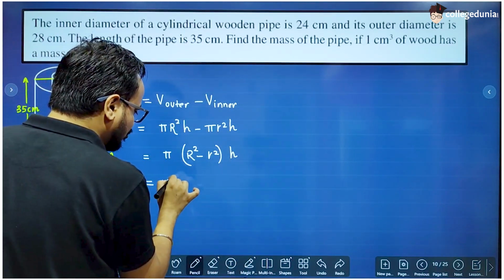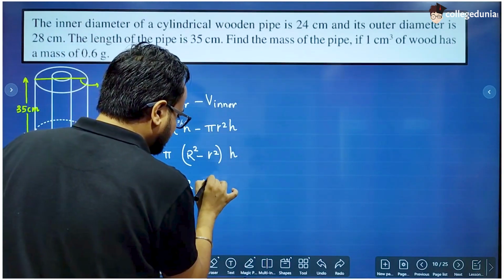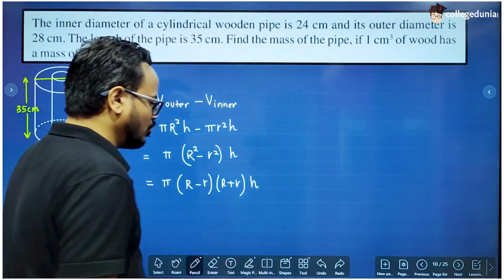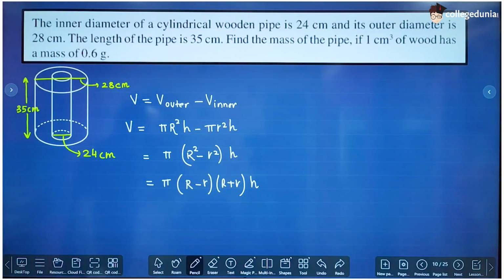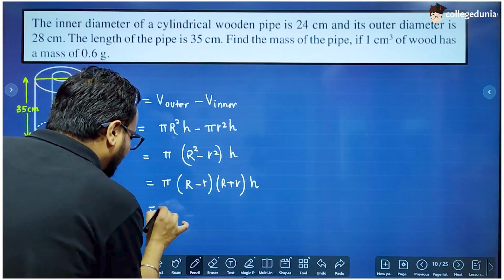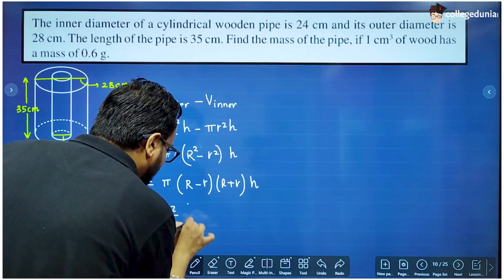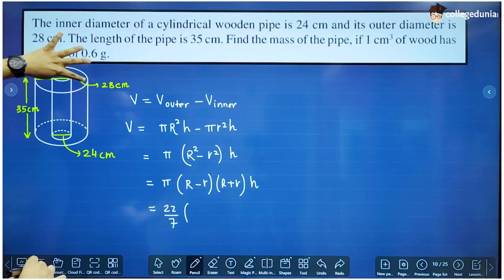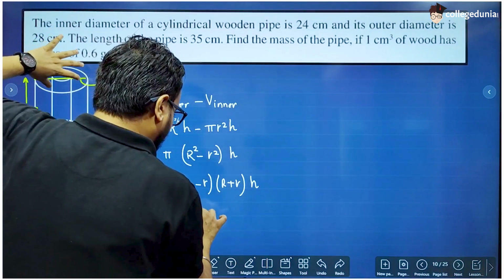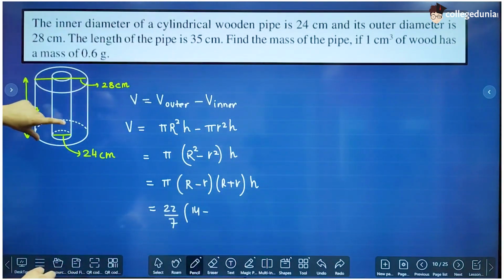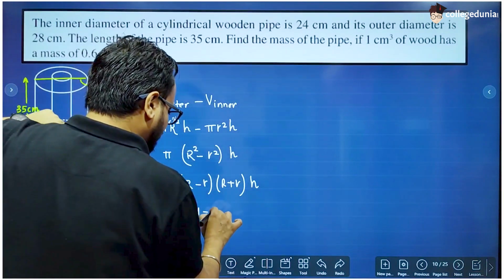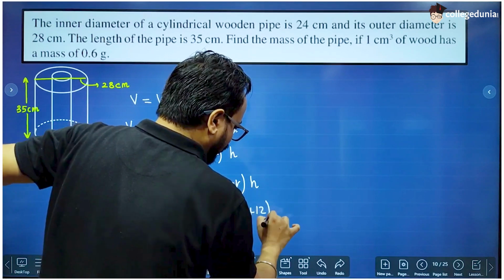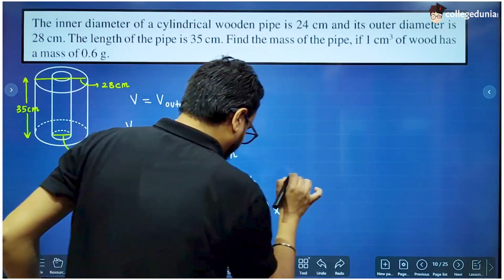Before putting the values, let's apply this identity of a square minus b square, which is a minus b into a plus b. Now what is the value of pi? It is 22/7. What is outer radius? Outer diameter is 28. So what is outer radius? That is 14, minus inner diameter is 24. So what is inner radius? 12. So 14 minus 12, 14 plus 12 into 35.